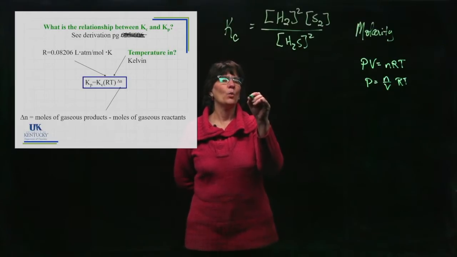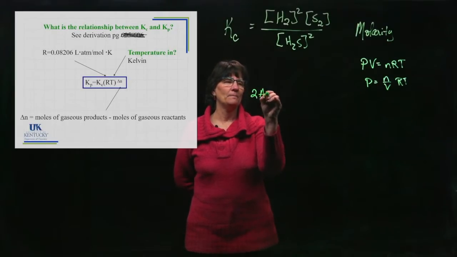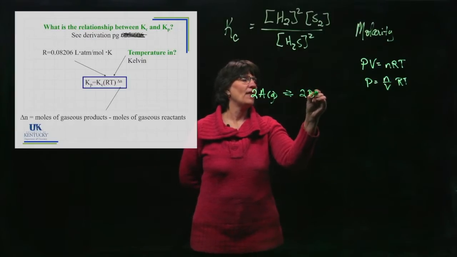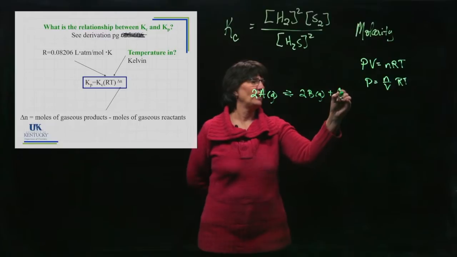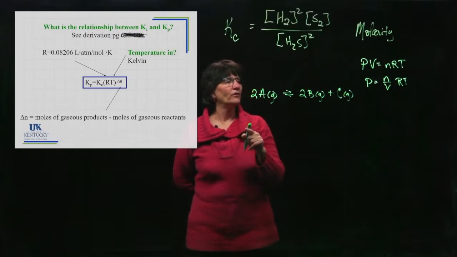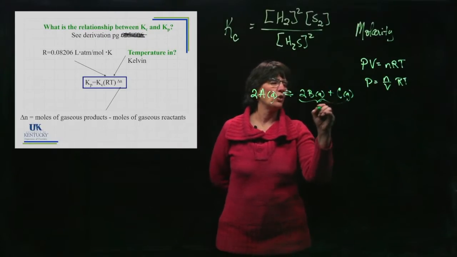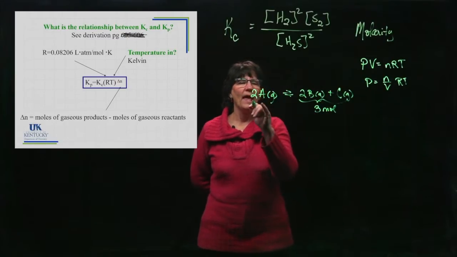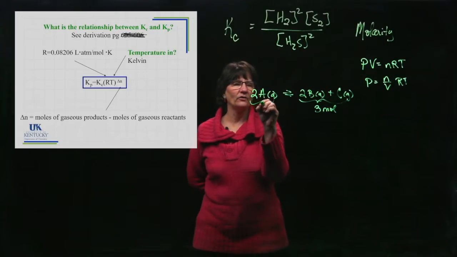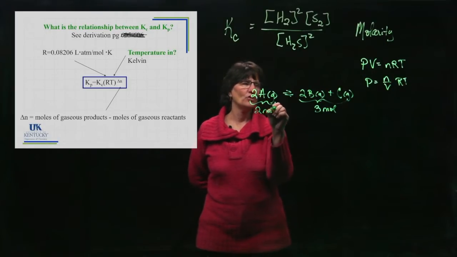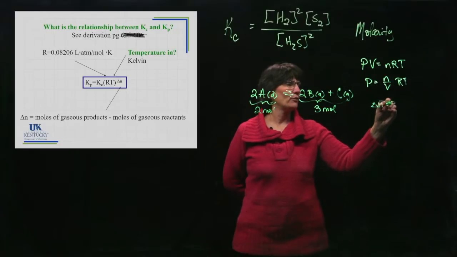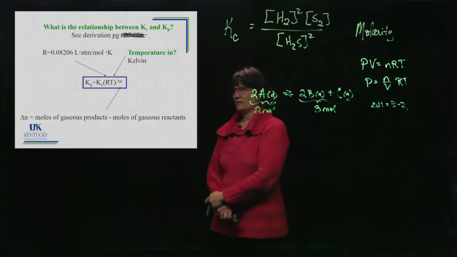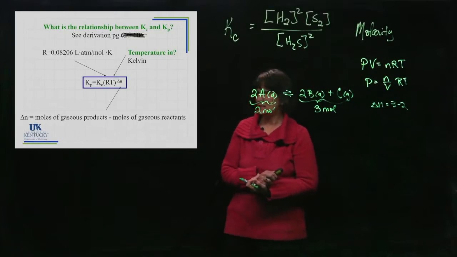Let's say we have 2A, and that's a gas, going to 2B, that's a gas, plus C, and that's a gas. So delta N would be, well, I have a total of 3 moles of gas on this side, right? 2 of this and 1 of that. And I have 2 moles of gas on this side. So delta N would be 3 minus 2. You would plug that in and you would be able to get the Kp from the Kc.